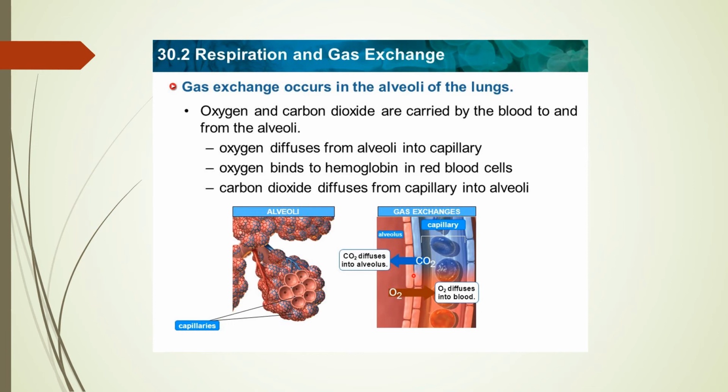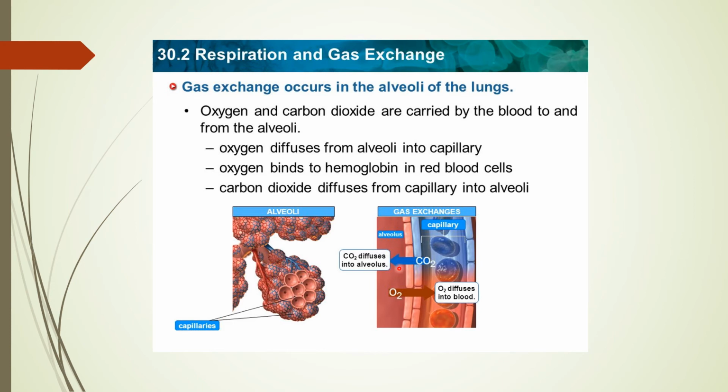Now you can see here, I am showing the gaseous exchange between the alveolar sac and the blood capillaries. These are the capillaries, this is the wall of the alveolar sac. So what happens, oxygen is coming inside, oxygen diffuses into the blood, and carbon dioxide is coming out from the blood into the alveolar sac.